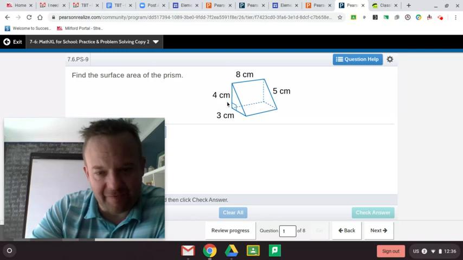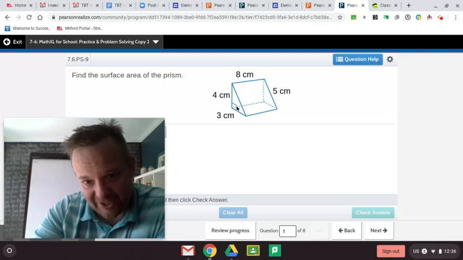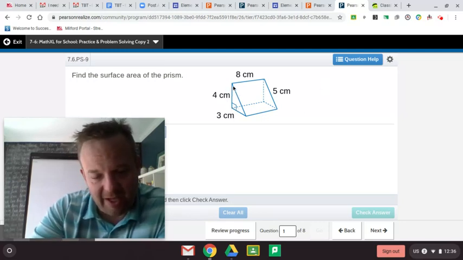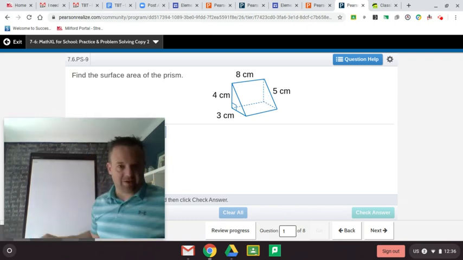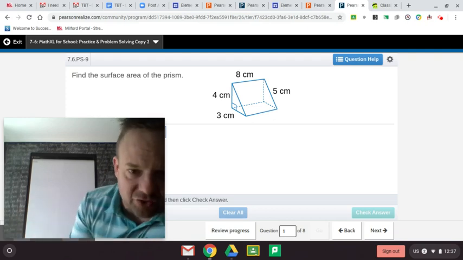Here we go. Find the surface area of the prism. This is a triangular prism, and we have a triangle here and a congruent triangle on the other side, which makes it a prism, and three lateral faces coming down. So have your math notebook out and calculator. Let's go. I'm going to do the triangle first.